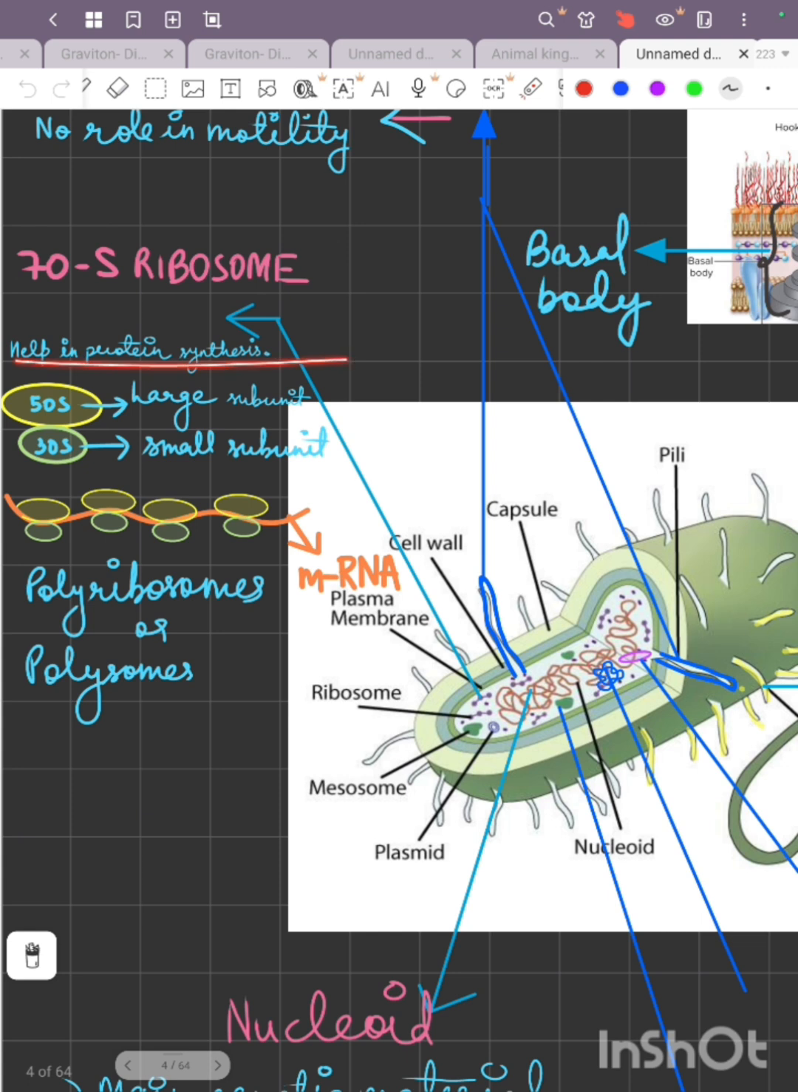Now ribosomes has got two subunits to it. The larger subunit is the 50S and the smaller subunit is referred to as the 30S. Now S here stands for sedimentation coefficient or Svedberg's unit, okay? Now a cluster of ribosomes bound to a single strand of mRNA is referred to as polyribosomes or polysomes. I hope that made sense.